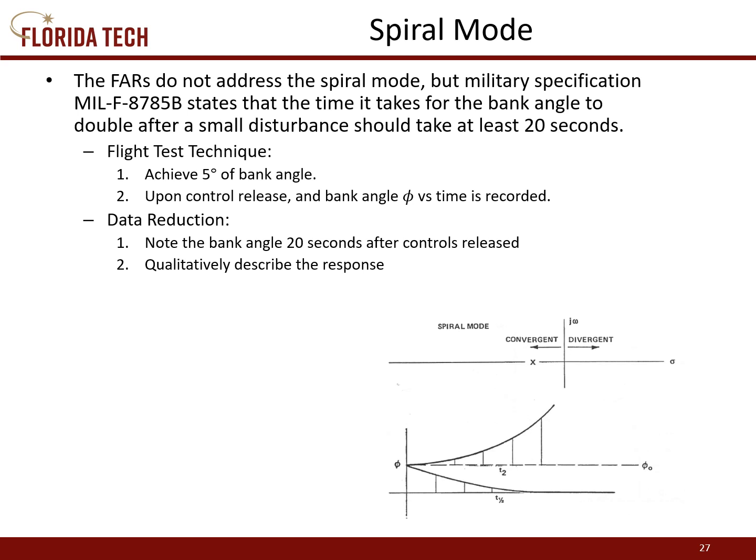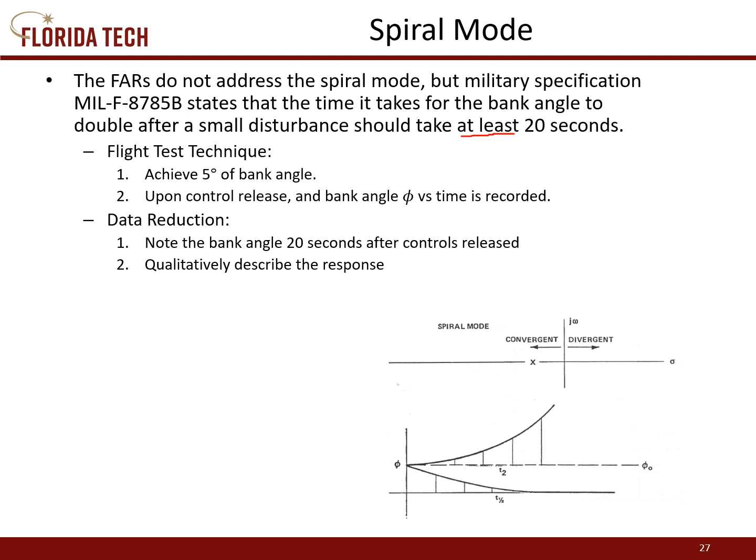So again, the FAA doesn't always address the roll or the spiral mode, but we'll see it in military specifications. We'll go over military specs in a future lecture, but I'll just give you a taste of what it looks like here. At least in the case of the spiral mode, it says that the time it takes for the bank angle to double after a small disturbance should be at least 20 seconds. So we really want that time to double to be as large as possible, and 20 seconds is the smallest value.